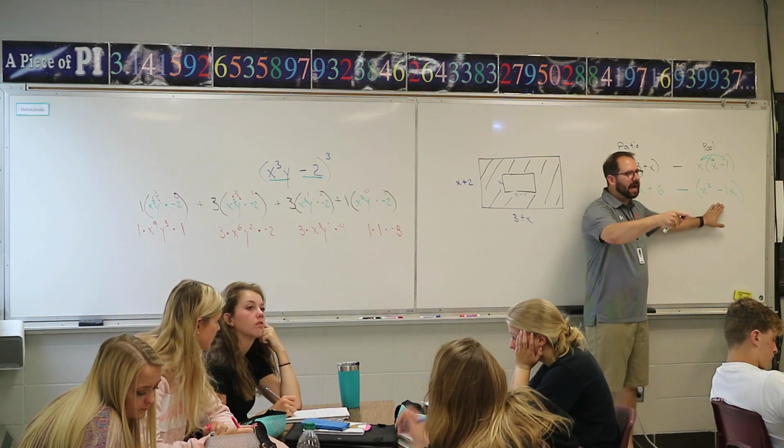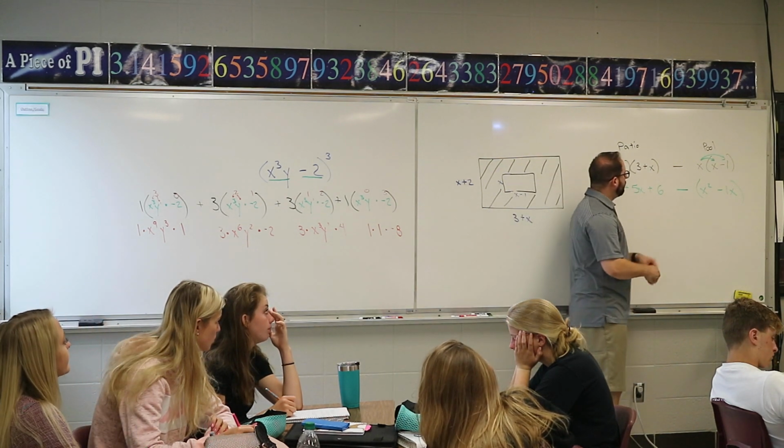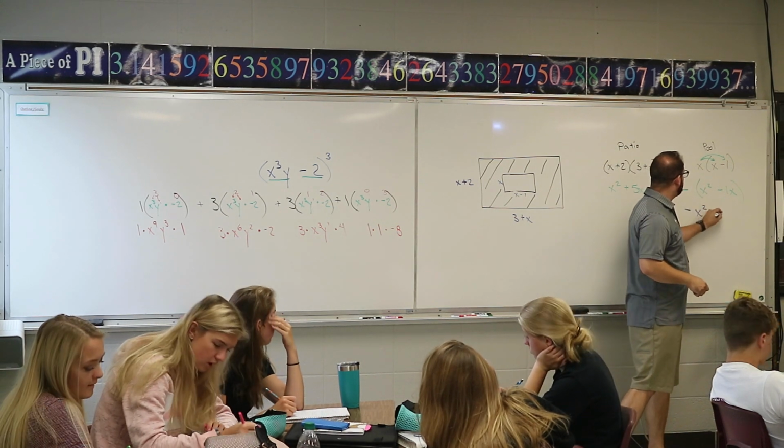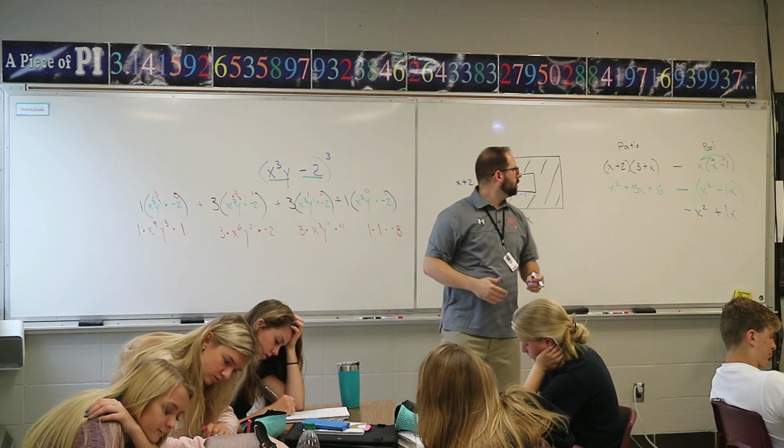Anytime you subtract a polynomial, you have to distribute this negative sign into the back part. You're subtracting each item separately. So what you're going to get when you do this, you're going to get a negative x squared plus 1x back there, because the negative sign goes to each part.